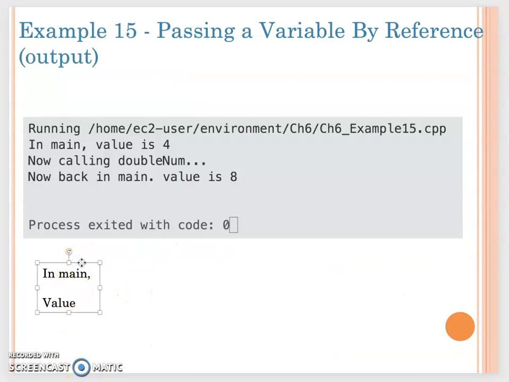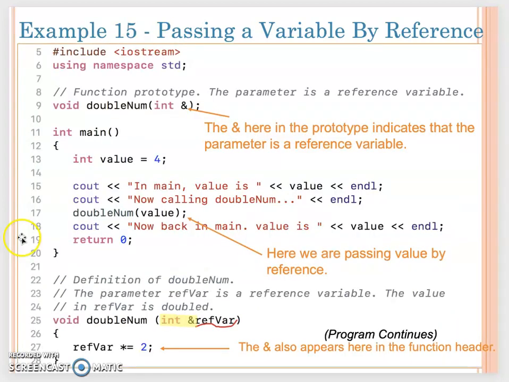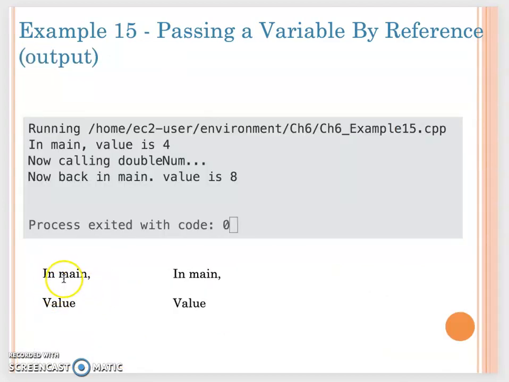So let me show you. I need to show you in the memory location so you will have a better idea. You see here, in the main function, we define an integer variable called value. So remember what happened. In the main function, I told you, right?